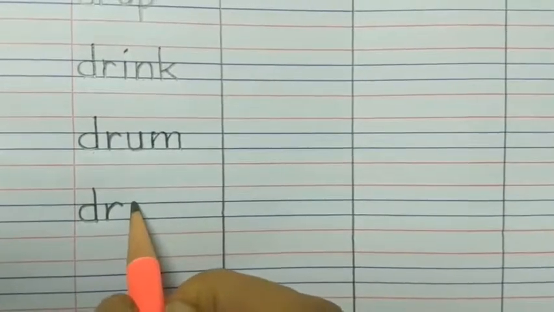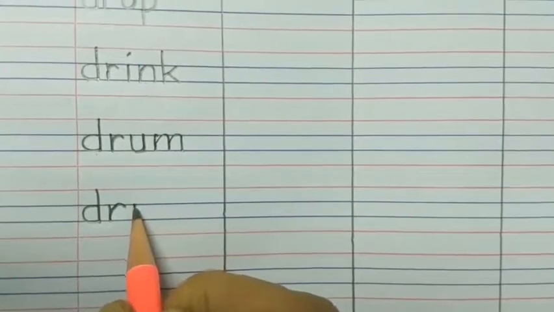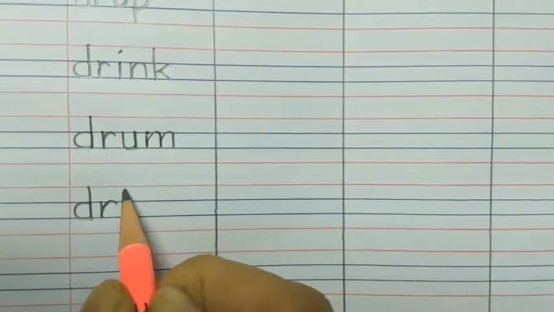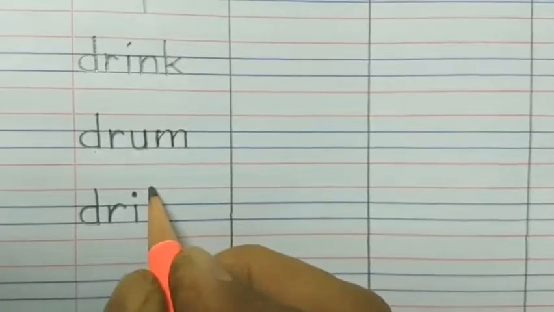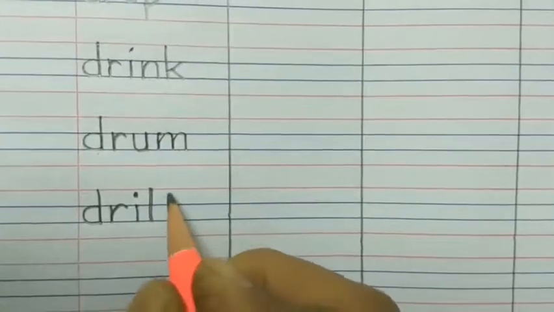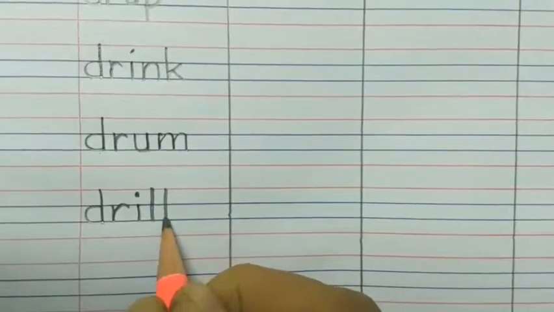R. I. Standing line from first blue line to second blue line and a small dot on the top. L. That is a straight line from red line to blue line. Again L. Red line to second blue line. D-R-I-L-L, drill. Drill is a tool or a machine that is used to make holes.